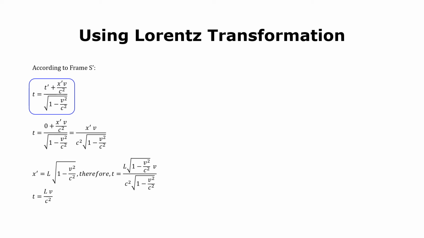T is the reading of a clock in frame S. T prime is the reading of a clock in frame S prime. Both clocks are at position X prime. At event 1, S prime has set its clock readings to 0. Therefore, we set T prime equal to 0.